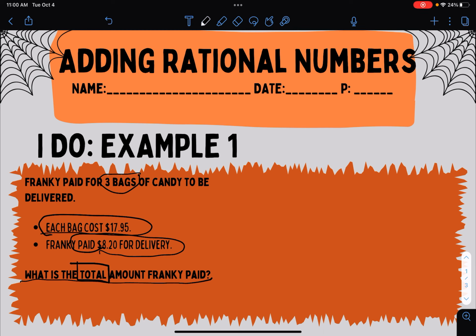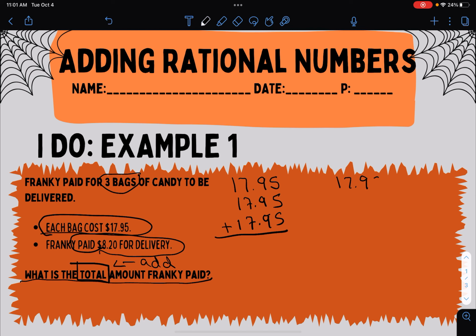So total tells us to do what? Add. Yes, that is correct. Okay, so if he's buying 3 bags and each bag costs $17.95, you are going to add $17.95 3 times, or you can multiply 17.95 by 3, but because we are adding, that's why I'm telling you we are going to add, and you might not remember what to do with the decimal when you're multiplying. Remember, when you're adding, you have to line up your decimals. So if you notice, my decimal is lined up, and so are my place values. I have my cents with my cents, my dimes with dimes, and then dollars.